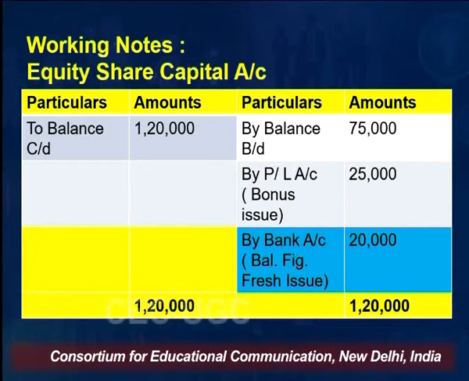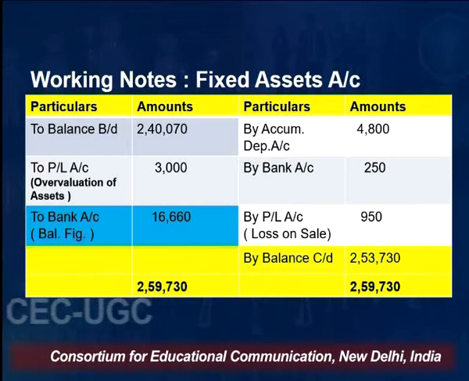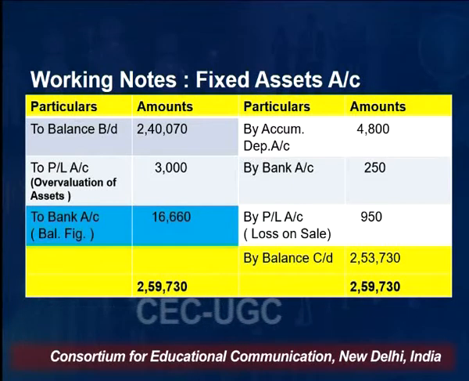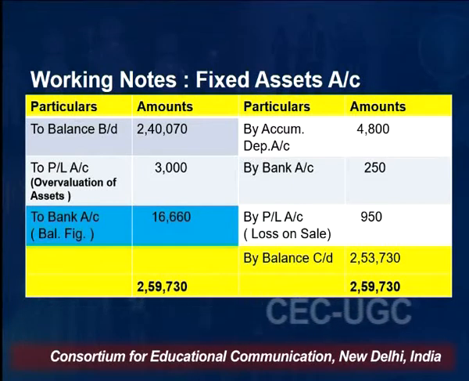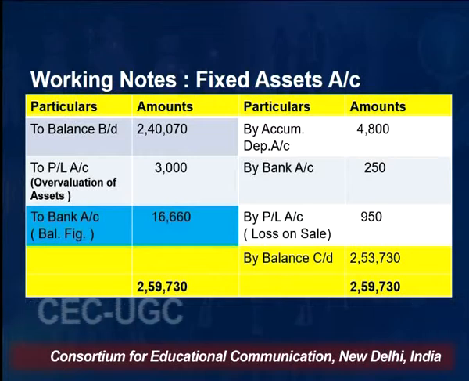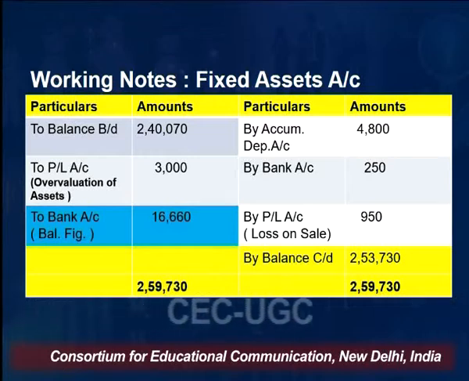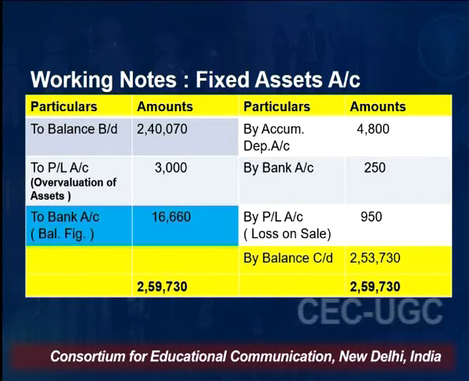So the fresh issue, or you can say the cash from fresh issue, is rupees 20,000, which we have received here. Moving on to the fixed assets account, we have shown opening balance, closing balance, and here, just like the previous question which we discussed in the previous lecture, accumulated depreciation for that asset which has been sold out, that is 4,800, has been credited to fixed assets account.